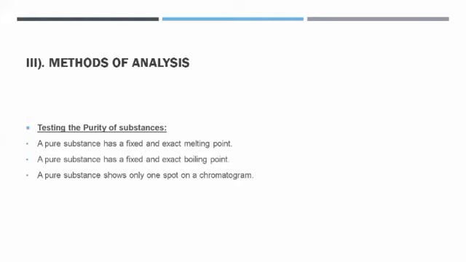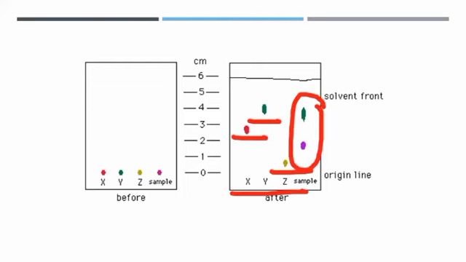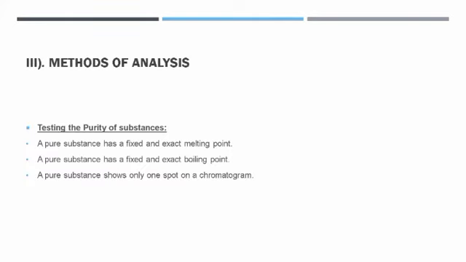What do I mean by that? X, Y, and Z were pure, so they just showed one spot on the chromatogram. Whereas the sample was impure, it had several different dyes, so that is not a pure substance because it's dividing into 2 spots. So it does not remain pure. Now, we've understood how I know if my substance is pure: exact melting point, fixed and exact boiling point, and just one spot on the chromatogram.